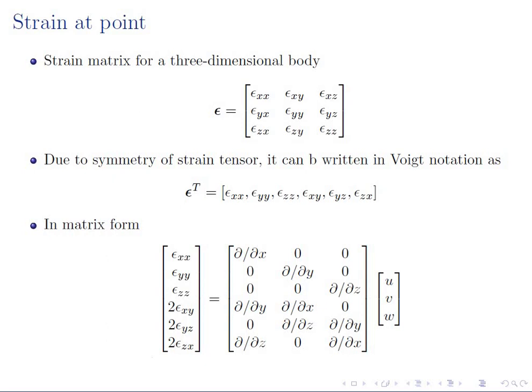For a three-dimensional body, the strain tensor looks like this, which is composed of 9 strain components. If there is symmetry of the strain components, like epsilon xy equals epsilon yx, similarly epsilon xz equals epsilon zx, and epsilon yz equals epsilon zy, then there are 6 independent strain components that fully define the strain state of a point. So now we have 6 strain components that fully define the state of strain of a point.